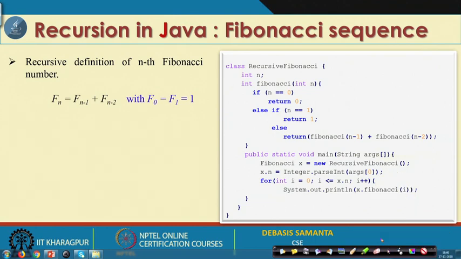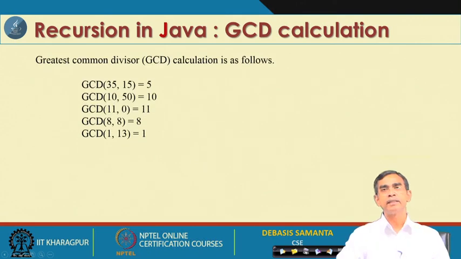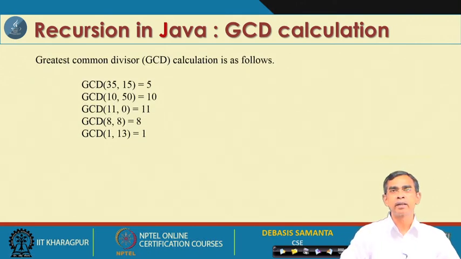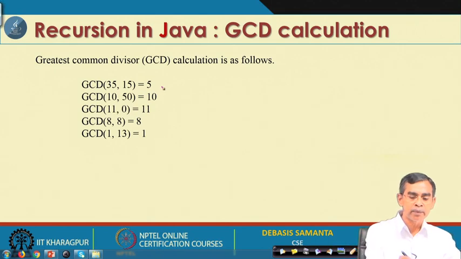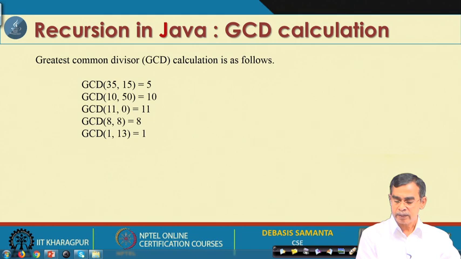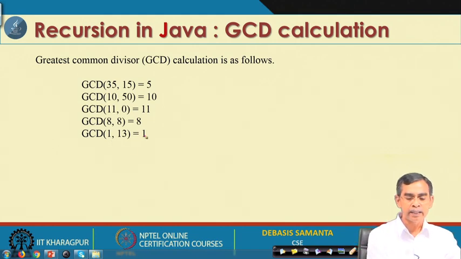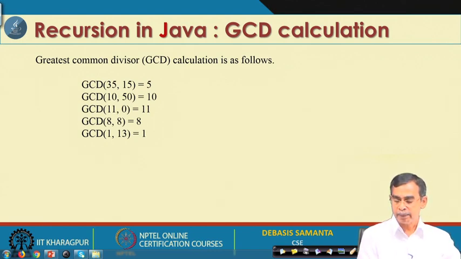Now, before conclusion, let us have one more example. This is the GCD calculation. GCD stands for greatest common divisor. As we see, the GCD of two integer numbers can be calculated like this. For example, the GCD of 8 and 8 is 8. This is as per the simple definition of GCD.